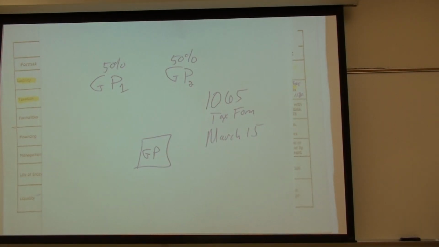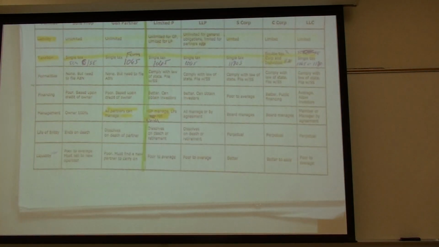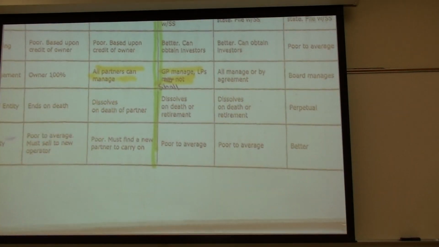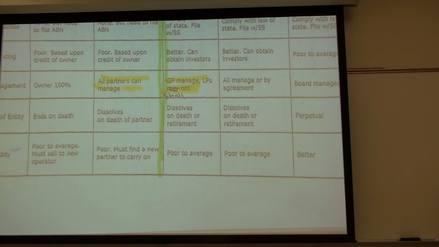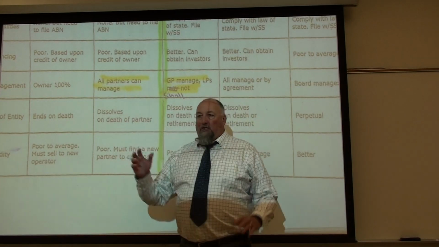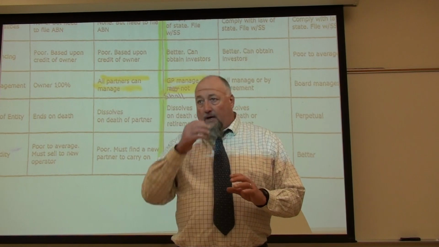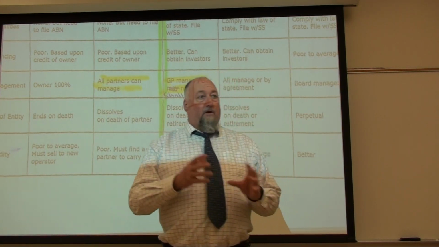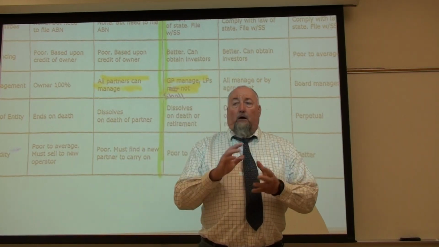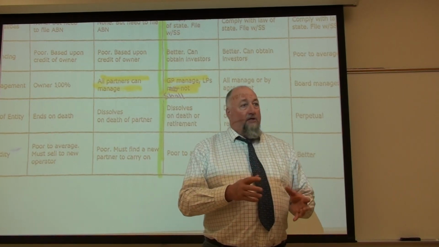Now the other thing I want you to know about a general partnership is that, right here on page 7, all partners have management authority. Now what that means is a general partner, and whenever you see the term general partner, I want you to think of two things. Number one, unlimited liability. If you're a general partner, you have unlimited personal liability. I also want you to think, whenever you hear the term general partner, that they have management authority.